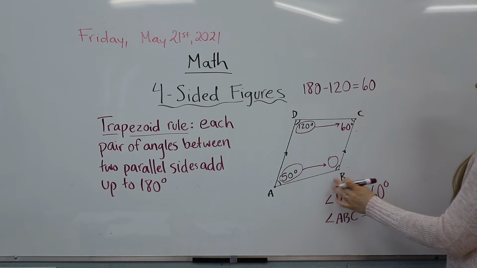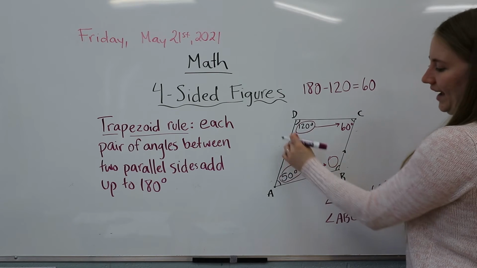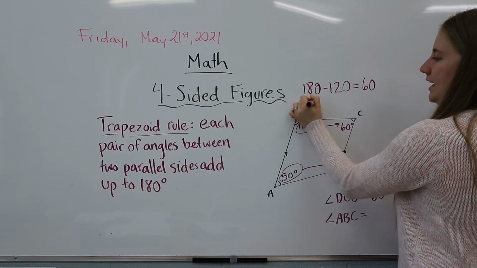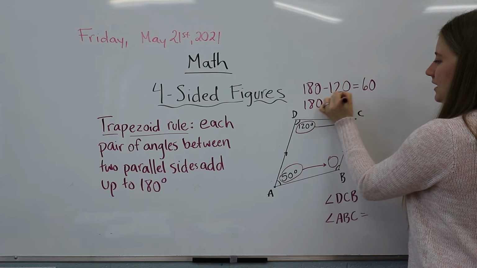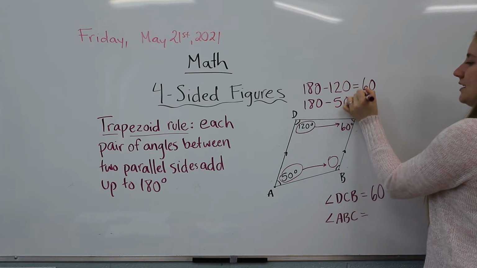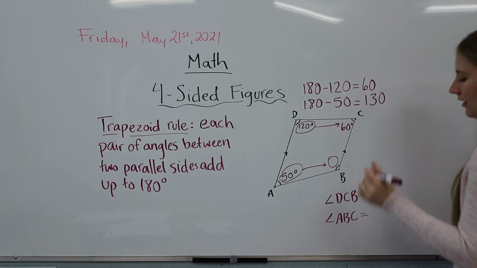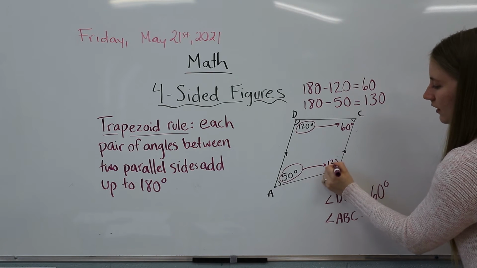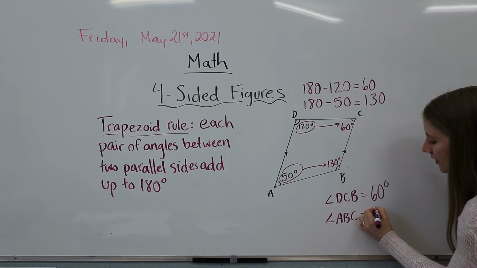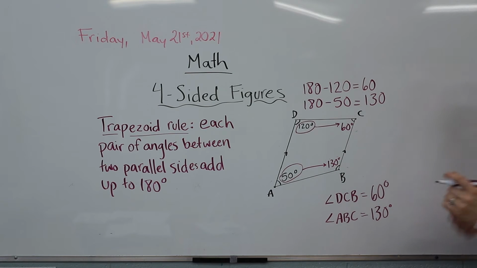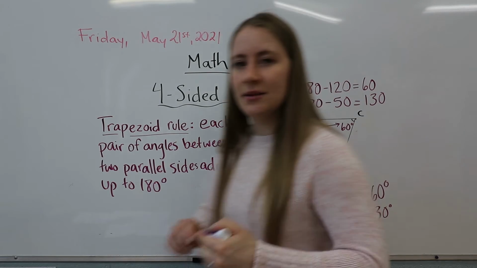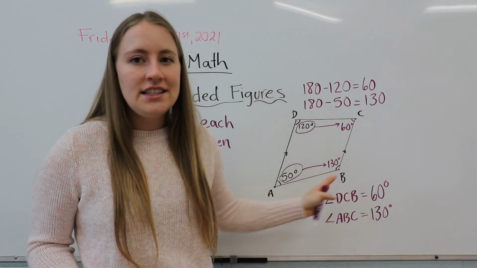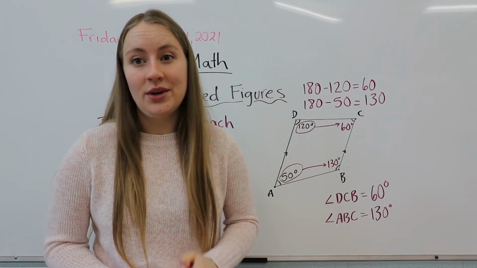Okay, so now let's find ABC. We have DAC as 50 degrees. So to find ABC, we're going to take 180 minus 50, and that's going to give us 130. So now we have 130 degrees here, and we'll write our answer here. All right, so do we see how that works? We pair our angles together between the parallel lines in order to find the unknown angles that we're given.